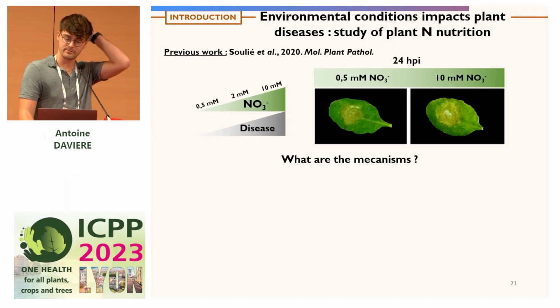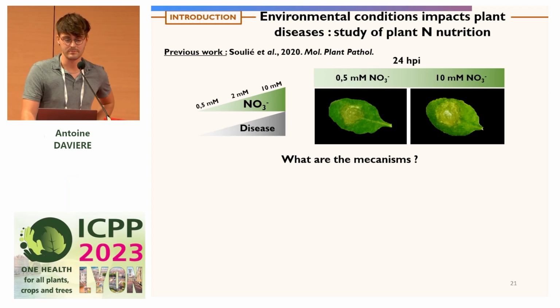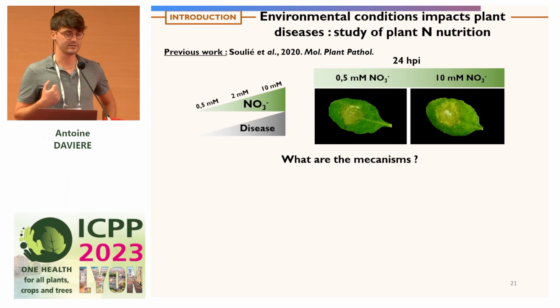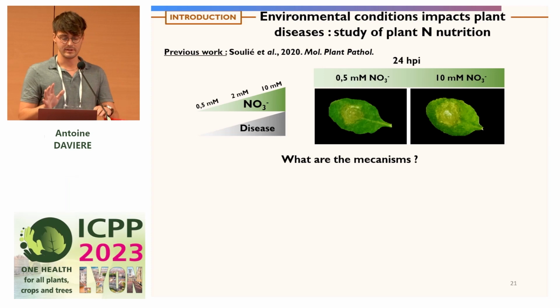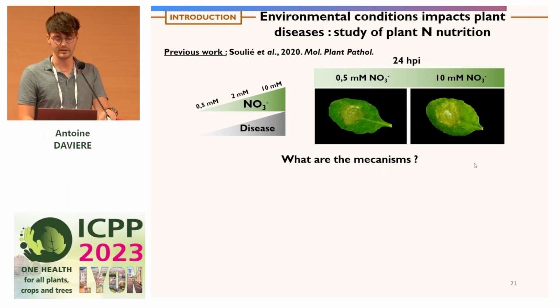Then the second part of my project was to study environmental conditions that impact plant diseases, and more particularly plant nitrogen nutrition. It's well known that plant nitrogen nutrition impacts the interaction between the plant and a pathogen, and this interaction is highly dependent on the pathosystem. Sometimes high nitrate nutrition induces a stronger disease, and in other cases it's the opposite: higher nutrition prevents the appearance of the disease. But in our specific pathosystem, a previous work of my team showed that high nitrate nutrition increases the disease severity.